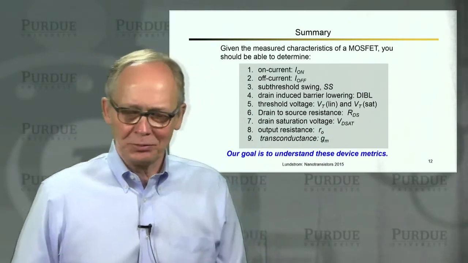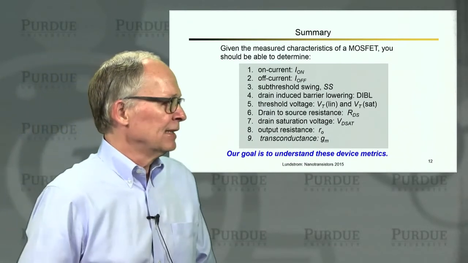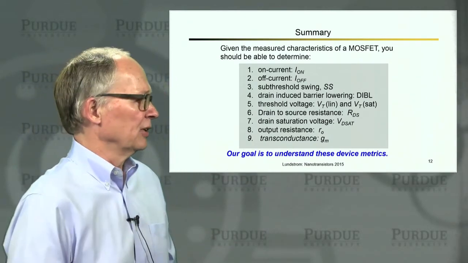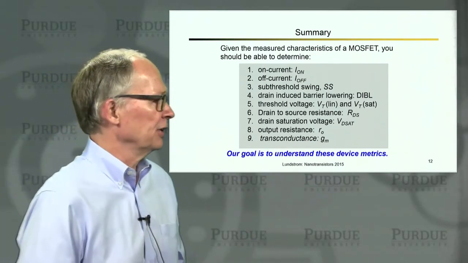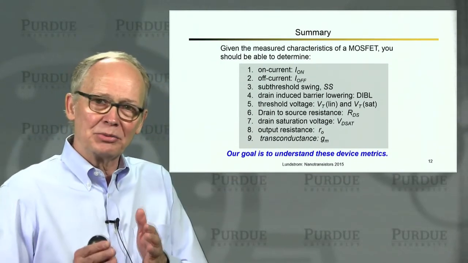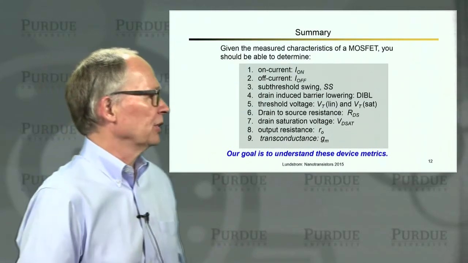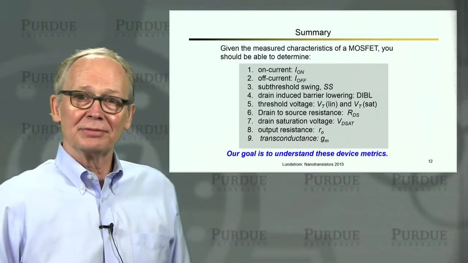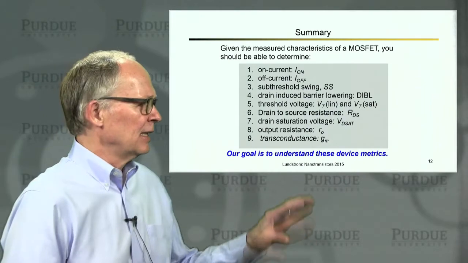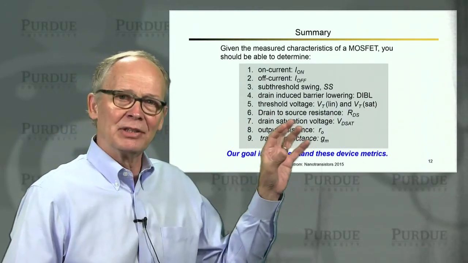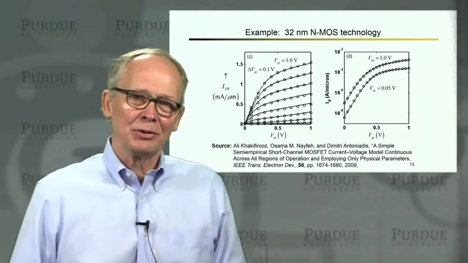Okay, so lots of terms. Spend some time getting familiar with them: on current, off current, subthreshold swing, DIBL. Some device parameters like threshold voltage in both the linear and saturation regions, the drain to source resistance, 1 over the slope in the linear region, the drain saturation voltage, which tells me the division between the linear region and the saturation region of the output characteristics, the output resistance, 1 over the slope of the IV characteristic in the saturation region, and the transconductance. So these are all very important device parameters and device metrics, and we're going to discuss the physics of them in the course.